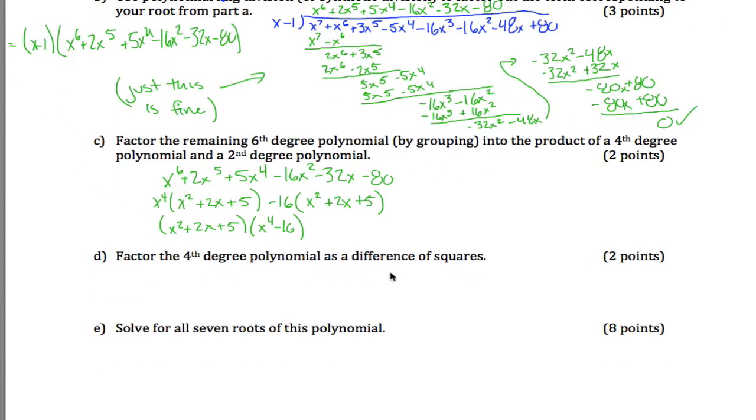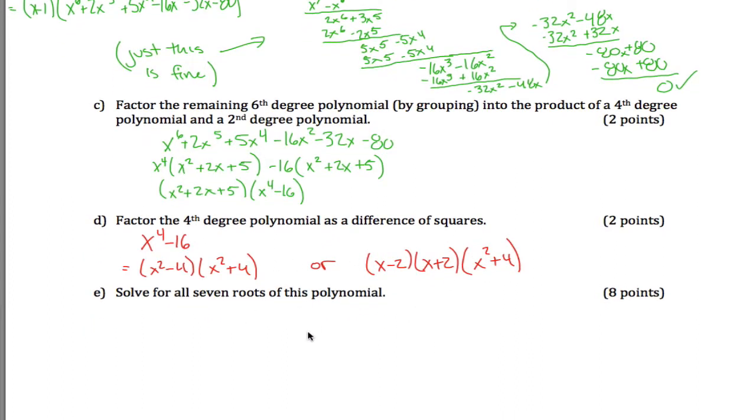Factor the 4th degree polynomial as a difference of squares. All right, x to the 4th minus 16 is a difference of squares, so it's just x squared minus 4 and x squared plus 4. If you want, you could go a step further. You could say x squared minus 4, maybe I should write it down here, is x minus 2 times x plus 2. But x squared plus 4 I can't take any further. Either of these are totally fine. I don't care which one you do.